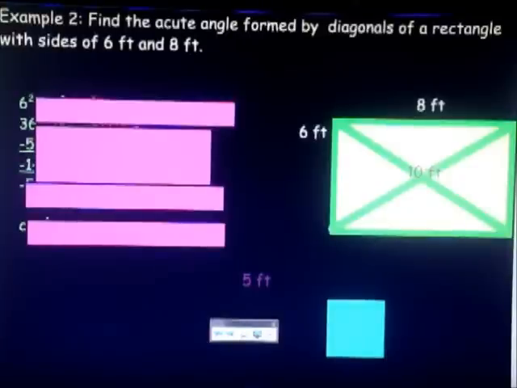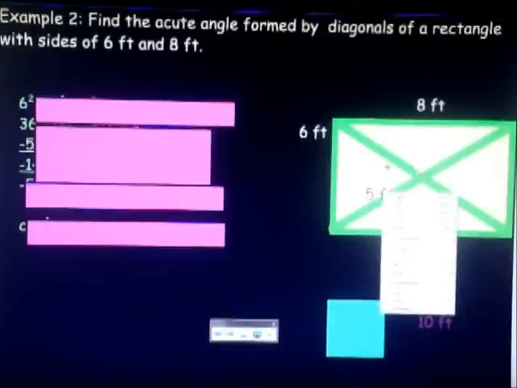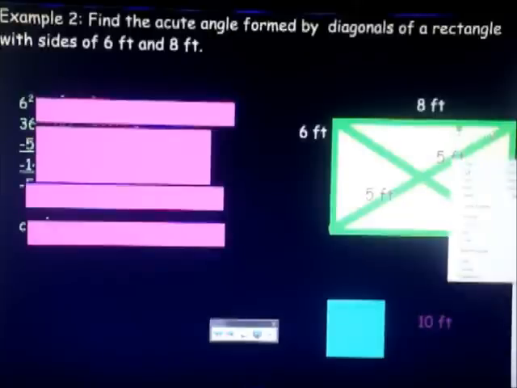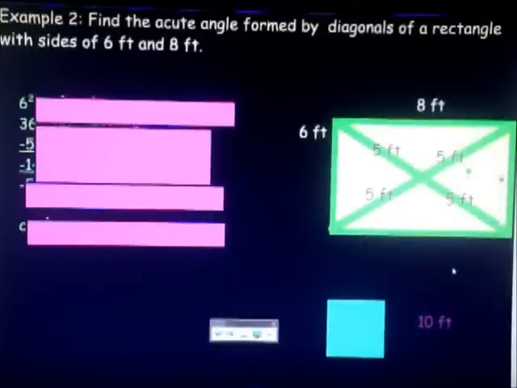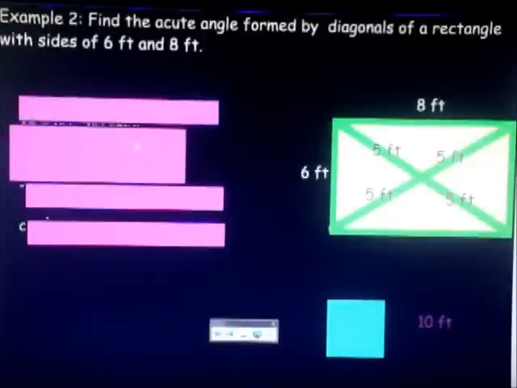One thing we know from when we talked about quadrilateral properties is that the diagonals do bisect each other, and they are also congruent. Therefore every segment of the diagonal is 5 feet. So this is what we have. Now we want to find the acute angle. Knowing what we know about angles and the sides opposite those angles, my prediction is that the acute angle is here, because this angle is across from the shortest side.